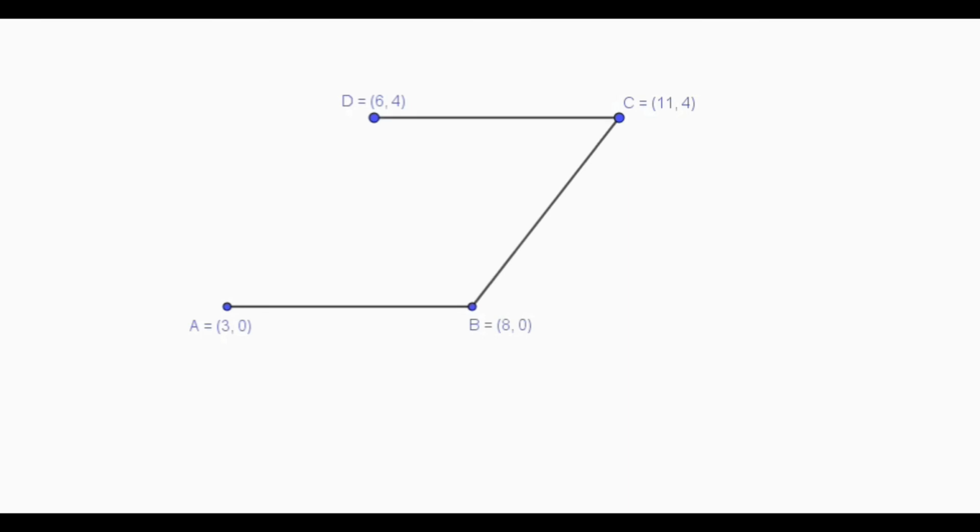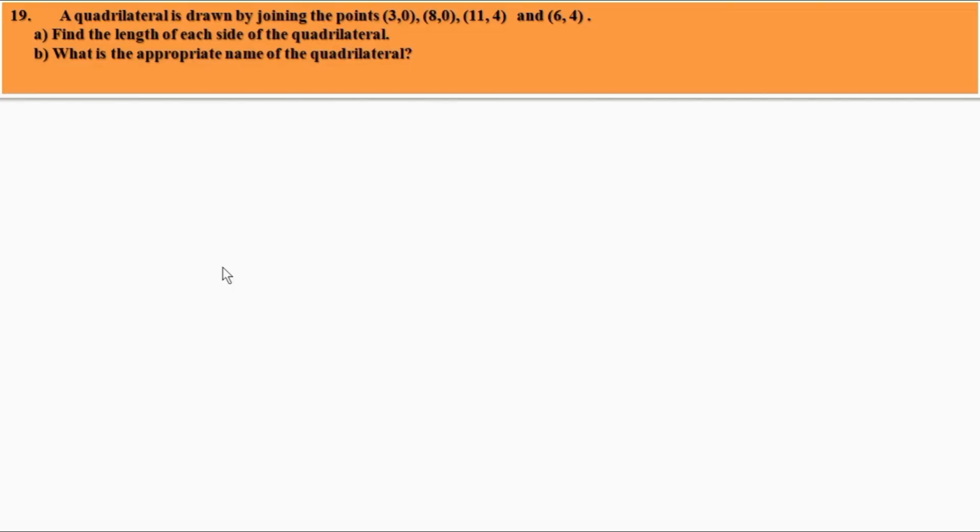So we can mark the points almost like this. A and B are on the same line, C and D are on another line, and we can join them. So we will get the figure almost like this. Let us look at the rough figure at first. Now we have to find the length of each side of the quadrilateral. Let us take the side AB.